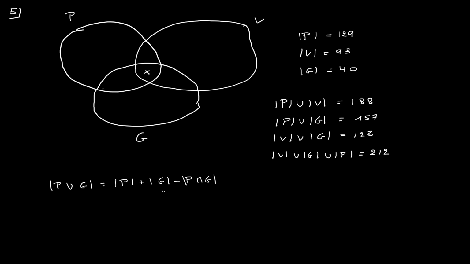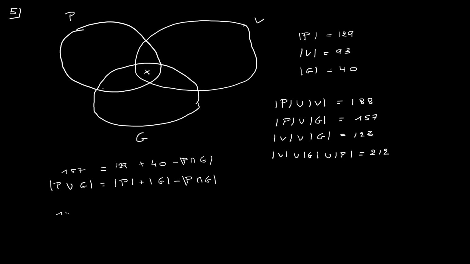Okay, interesting. Well, we do know some of these things. We know the union between P and G is 157, right? And we know that P was 129 big. And then G was 40 big. And then we still have this intersection that we actually don't know. But that's okay with math, right? We can figure out what this is now by just bringing everything to the other side.